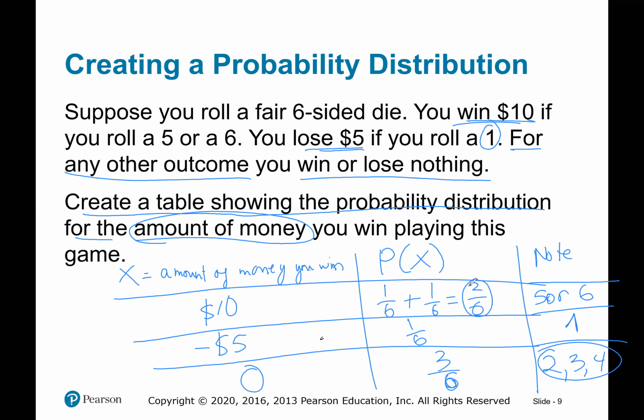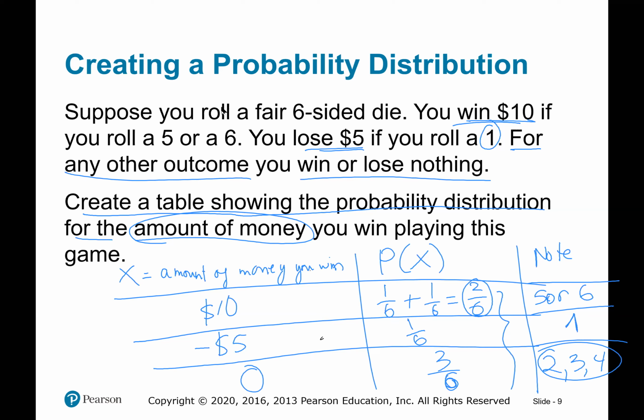If you add all these up, you have 2 out of 6 plus 1 out of 6 plus 3 out of 6. It should be equal to 1. See that? So that should be a probability distribution. It satisfies both features of the probability distribution.